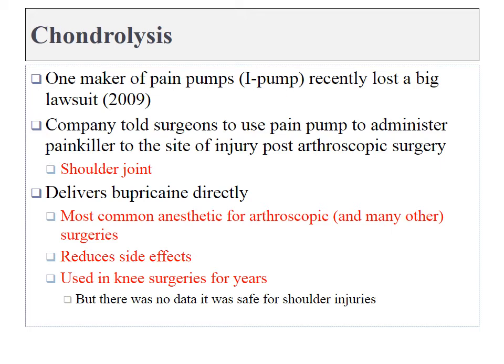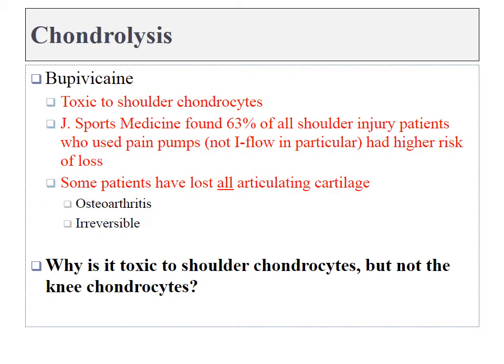Once a procedure has been okayed for one surgery, it becomes okay for all surgeries, and surgeons began to use this in shoulder surgeries. The problem is this pain medication is toxic to chondrocytes, and the cartilage in people's shoulders was destroyed after these surgeries, unintentionally. This led to a condition called osteoarthritis, which we will be covering in a moment.